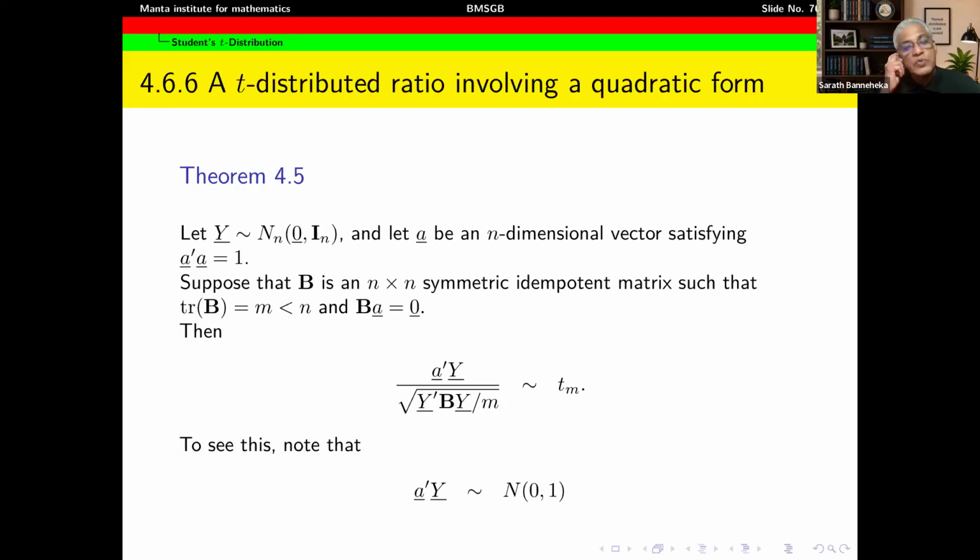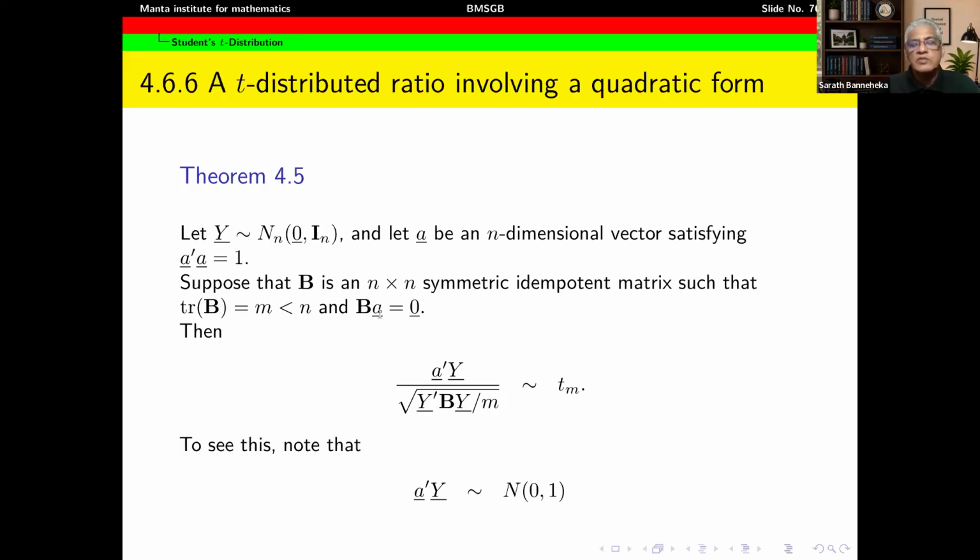And in addition to that, suppose you have another real matrix, an n by n symmetric idempotent matrix B, such that the trace of B is equal to m, which is less than n, the dimension of Y. And suppose B times A is equal to vector 0.